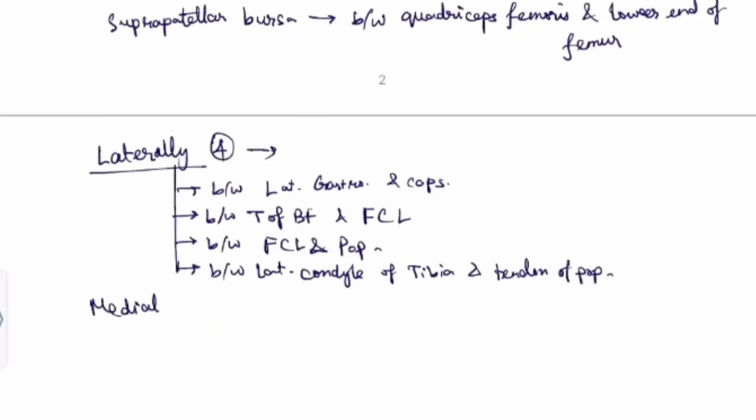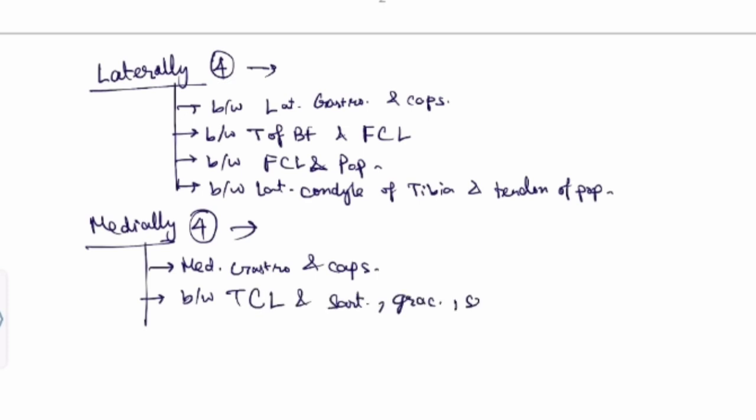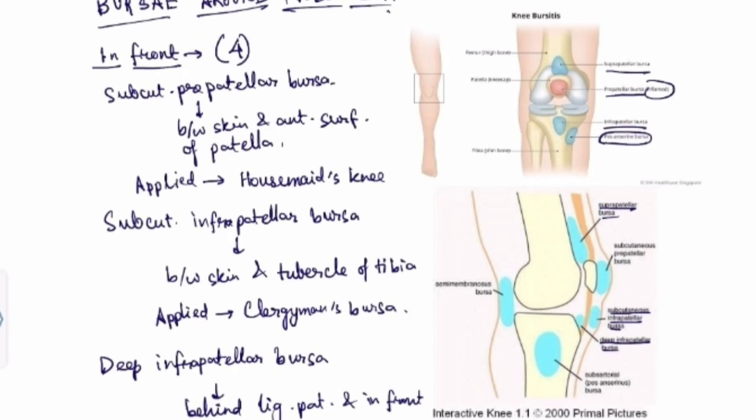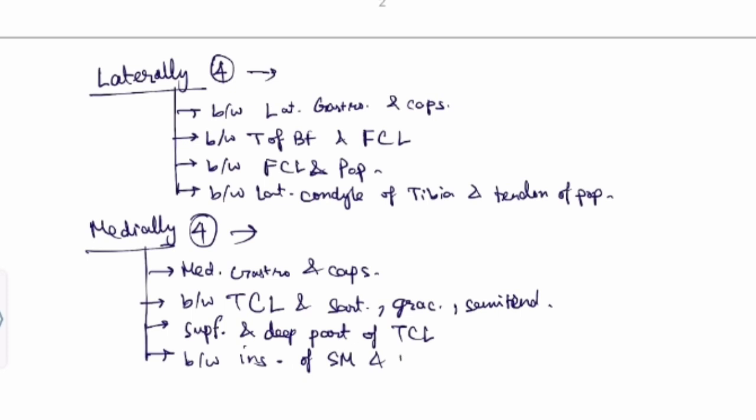Medially, we have 4 bursa present. Medial head of gastrocnemius and capsule, between tibial collateral ligament and sartorius, gracilis, semitendinosus. This is the anserine bursa. I was telling you it's the anserine bursa, this one only. Then superficial and deep part of tibial collateral ligament, there also bursa is present. And between insertion of semimembranosus and medial condyle of tibia.